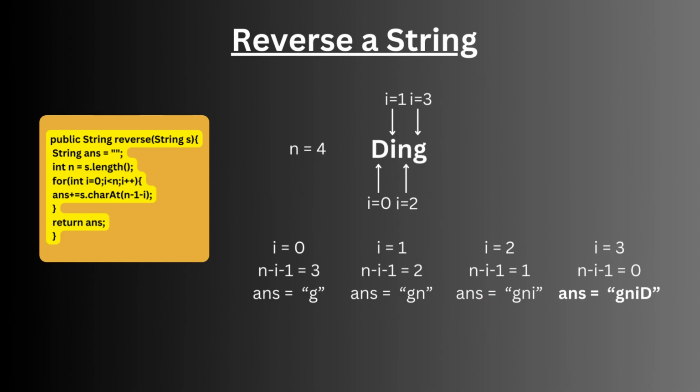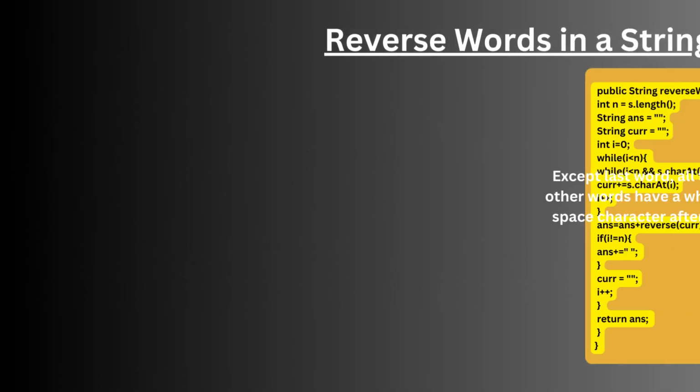Consider a string DING. Now n is the length of the string, that is 4. When i equal to 0, n minus i minus 1 will be 3. So to the answer, we will add the character at index 3, that is G. Similarly, in the next iteration when i is 1, n minus i minus 1 will be 2, and we will add the character at index 2, that is N. So the answer will now be GN. Similarly, we will continue for i equal to 2 and i equal to 3. When i is 3, n minus i minus 1 will be 0. So we will add the character at the index 0 to the answer, and the answer now is GNID. So this is how we reverse a string.